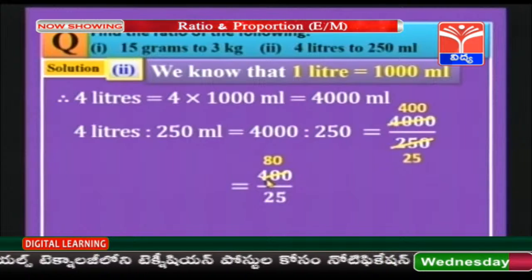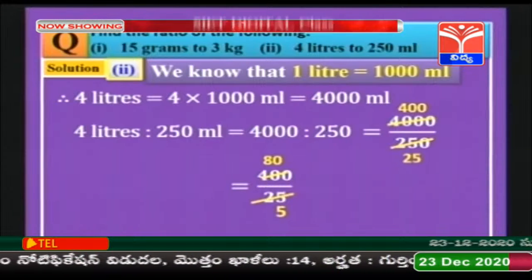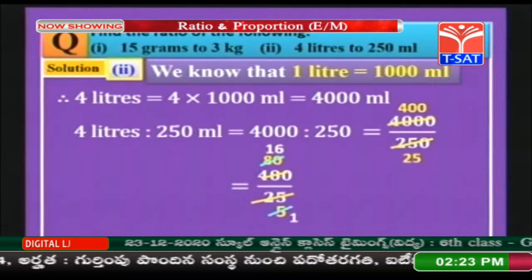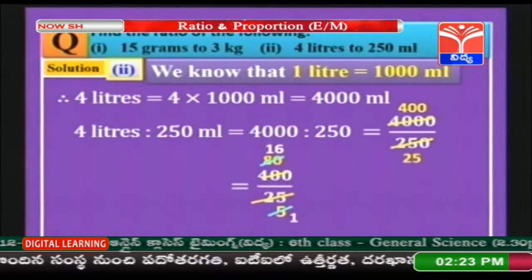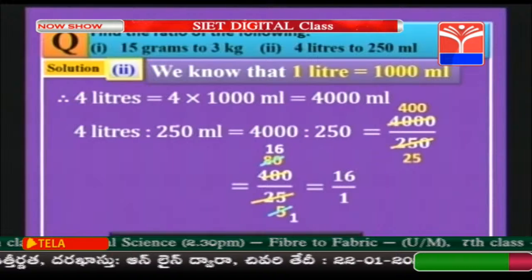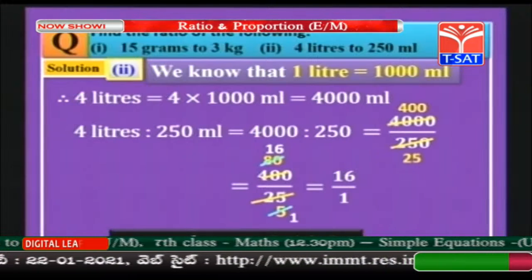Let us divide with 5. It goes 80 times and here it goes 5 times. Now further 5 goes in 5 one time, whereas in 80 it goes 16 times. We are left with 16 by 1. So therefore, what can we write, children? The ratio is 16 is to 1. I hope you understood the problem, children.